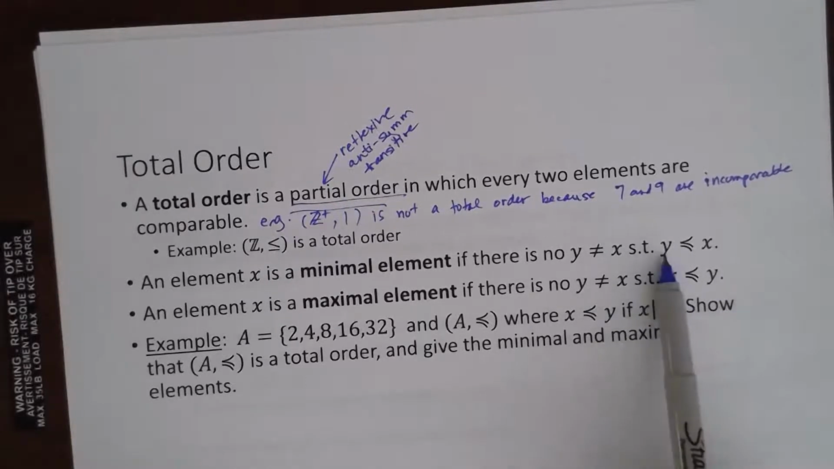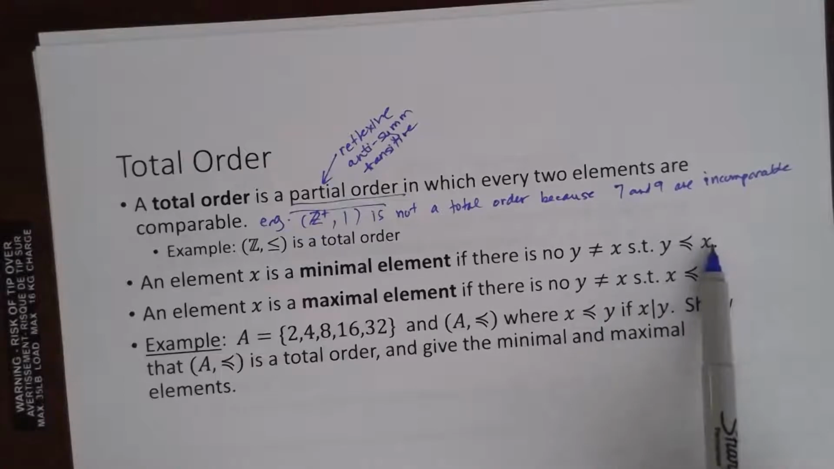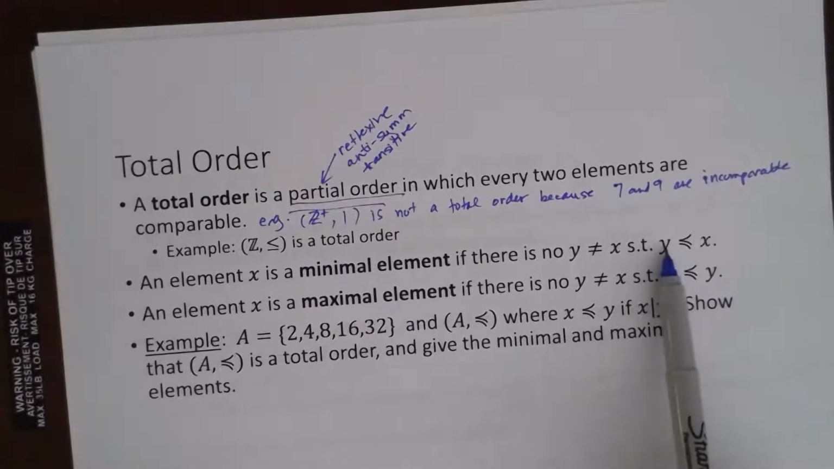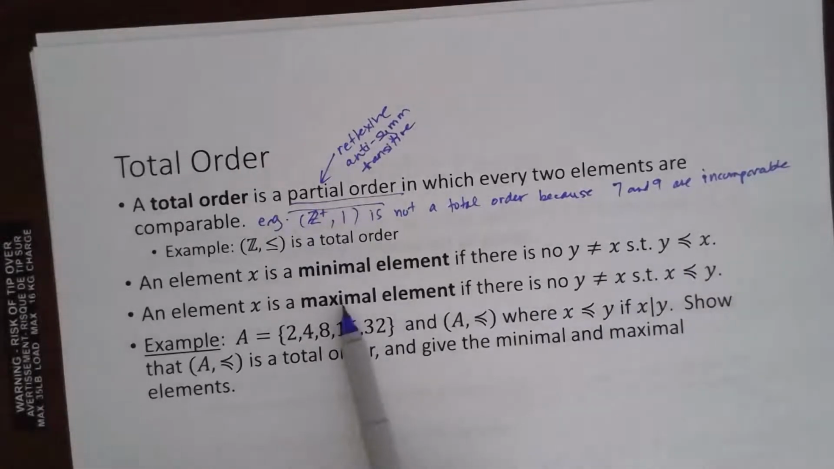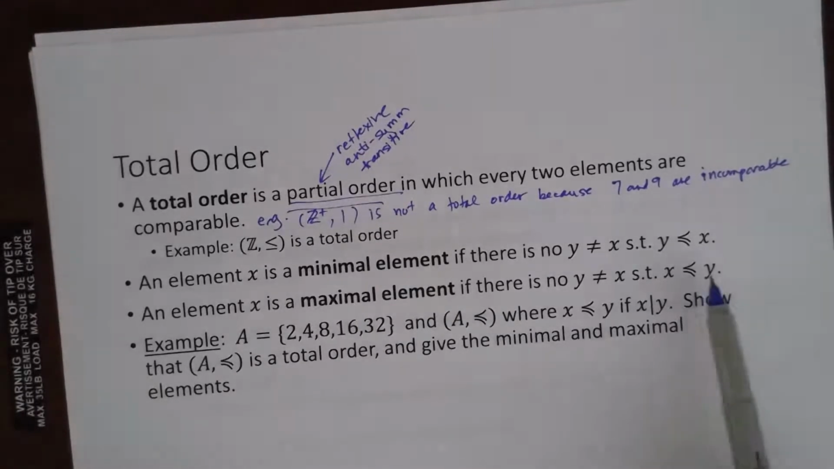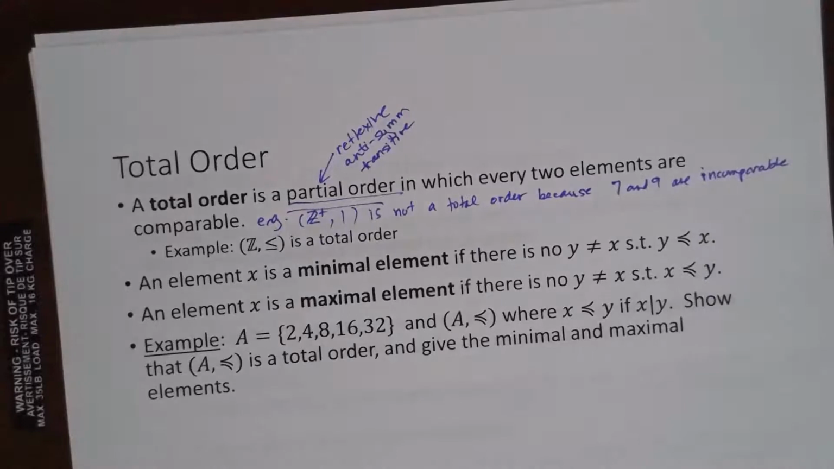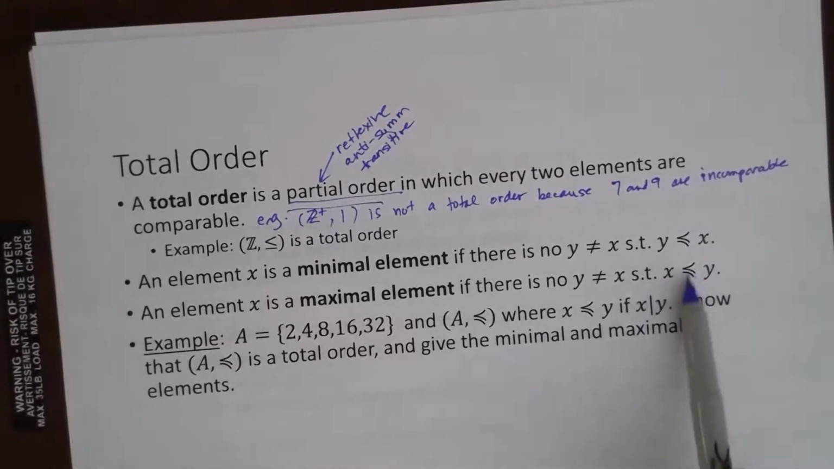So there's never a y where I have y is related to x, and y is on the left side. And then a maximal element: I can't ever find a y where y is, think about it like just being bigger than x. So I'm never going to have in my relationship where x is related to y, and there's some y that comes after x in the ordered pair.